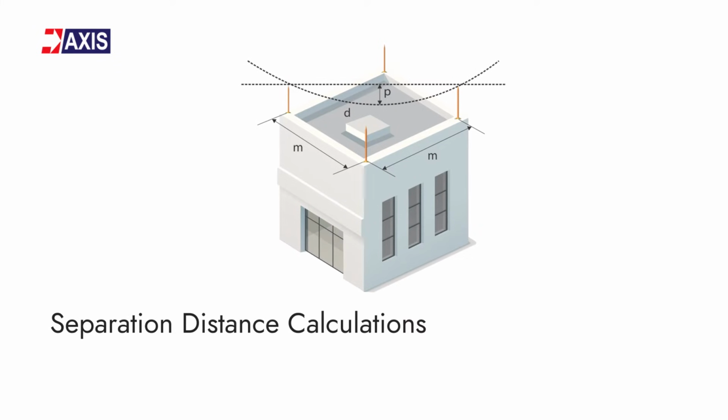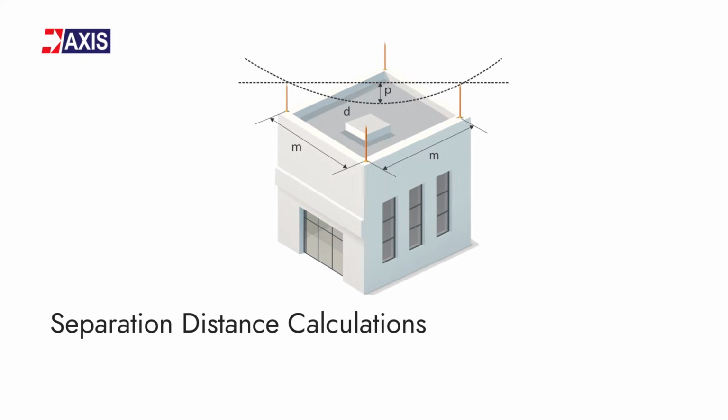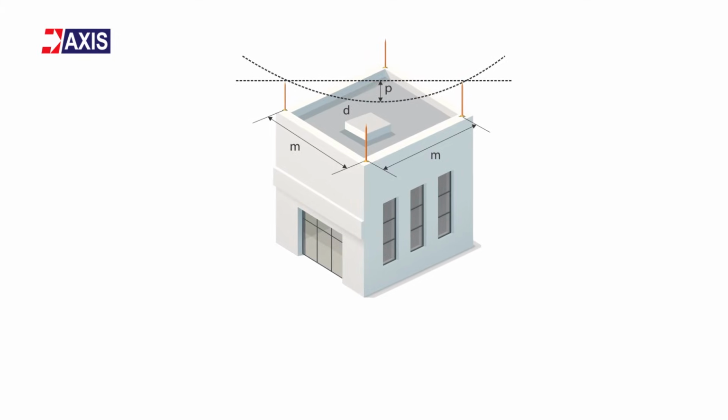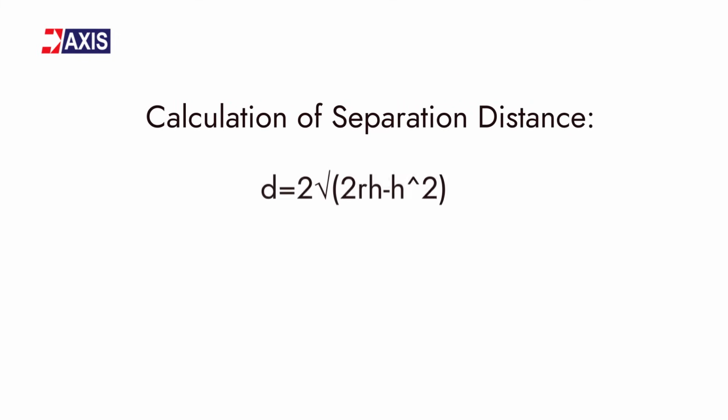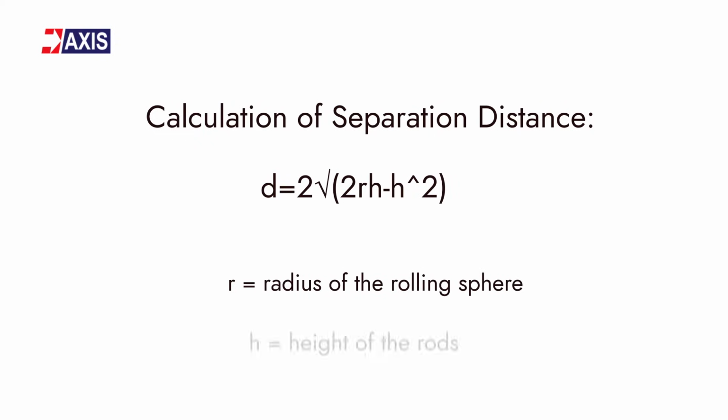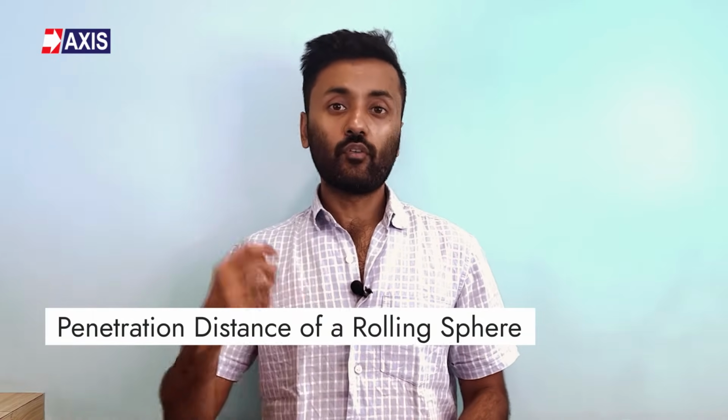First, let's do the calculation for the separation distance between air termination rods. When multiple air termination rods are to be used to protect a flat surface, you can use this simple formula to calculate the separation distance between the rods. There are just two variables to use in this formula. First of all, R, which is the radius of the rolling sphere, and H, which is the height of the rods. Now, let's discuss the last part, which is the penetration distance of a rolling sphere.